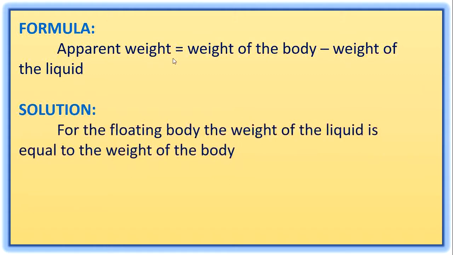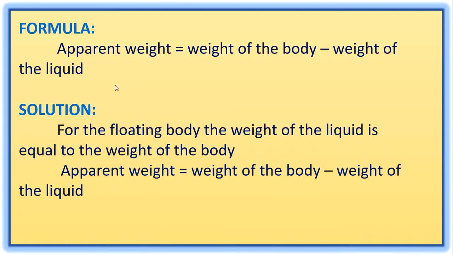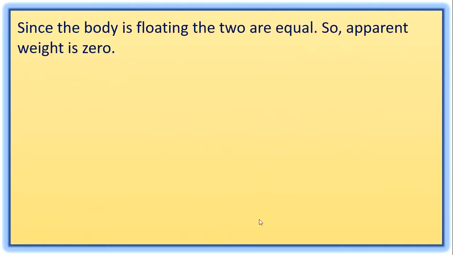Now we can find out the solution for this problem. For the floating body, the weight of the liquid is equal to the weight of the body. That is, the weight of the liquid and weight of the body both are the same value because the object is floating. So apparent weight is equal to weight of the body minus weight of the liquid. So weight of the body is 100 and weight of the liquid also 100. So when we subtract this, we get 0. So the apparent weight is 0.